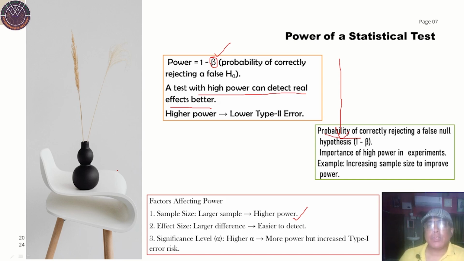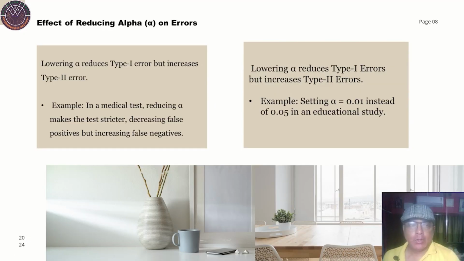So you cannot say that you can increase alpha to 40%, 30%, just to reject the null hypothesis. Many times the null hypothesis is actually true and you have rejected it, so you have to take care. Of course if you increase alpha, you will be in a better position to reject the null hypothesis, but you may commit alpha errors or type 1 error.